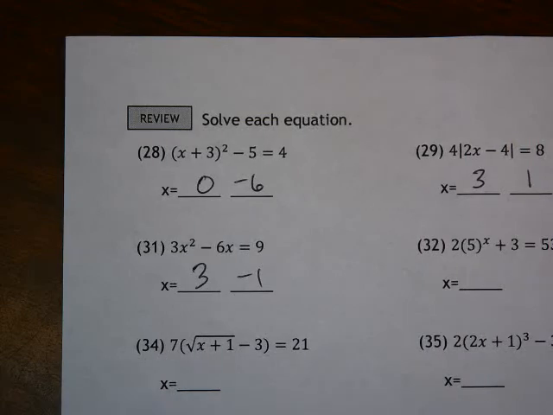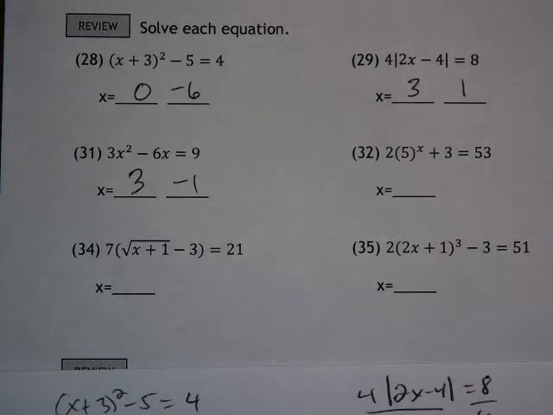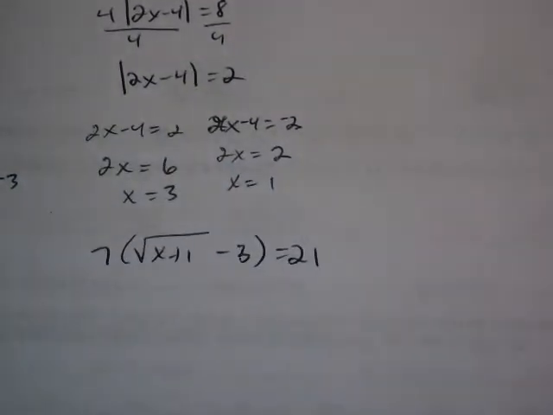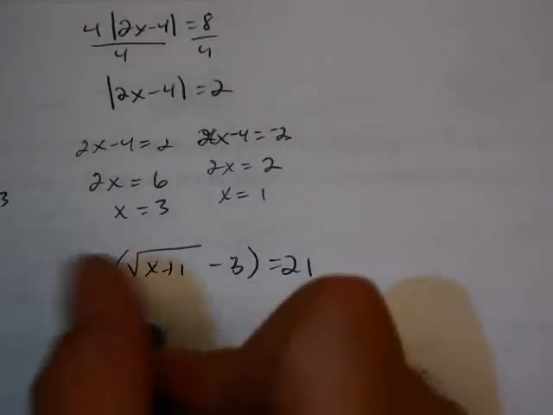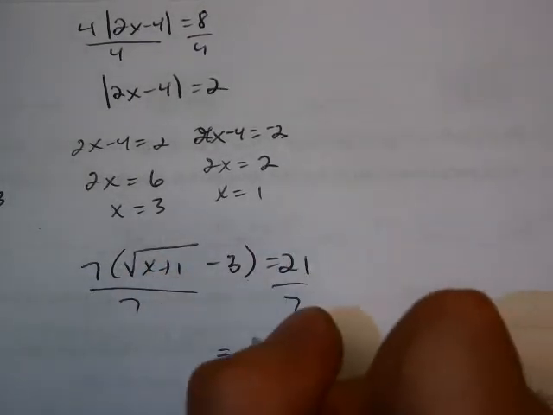Skipping ahead even further, 34. Now I've got this longer equation. I've got that square root symbol in there. So I'm going to write it real quickly. 7 times the square root of x + 1, minus 3, equals 21. So now I'm going to try to solve this, and because of these parentheses, I'm going to get rid of that 7 first. I'm going to divide both sides by 7. That gives me 3 here.